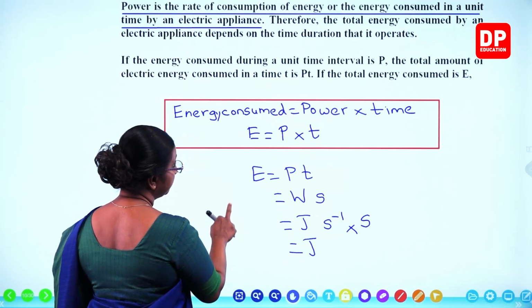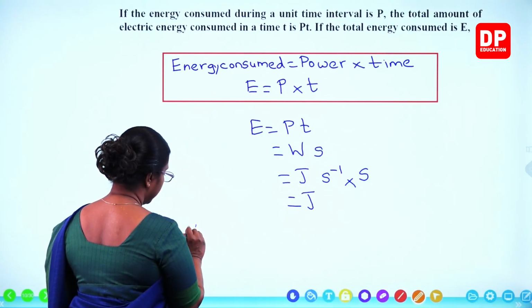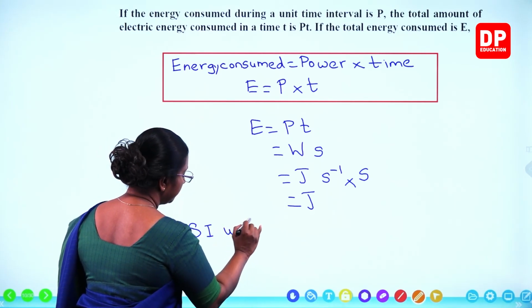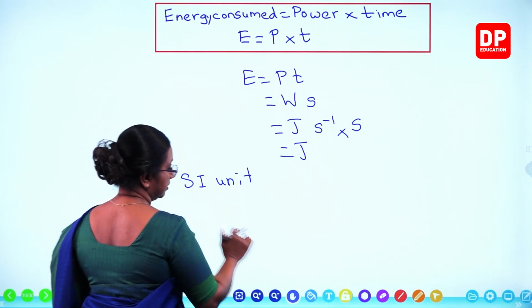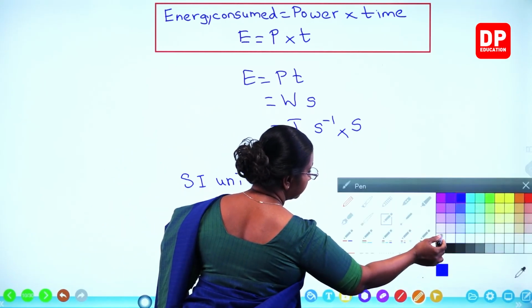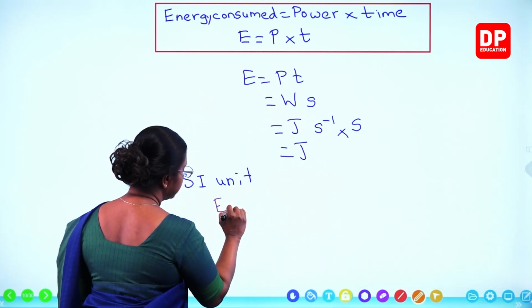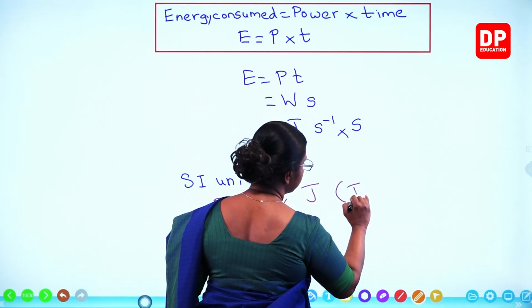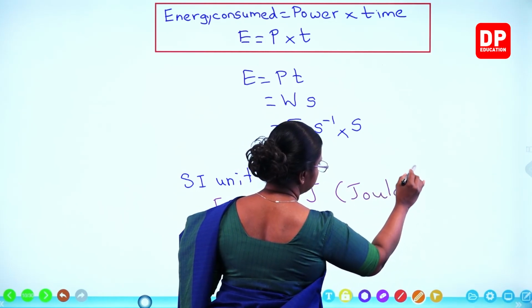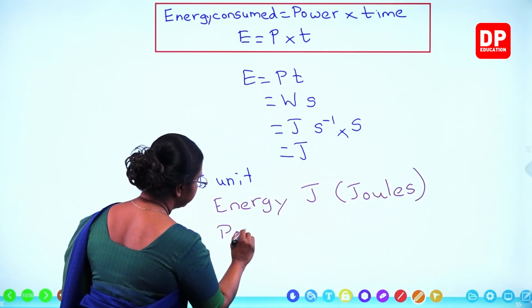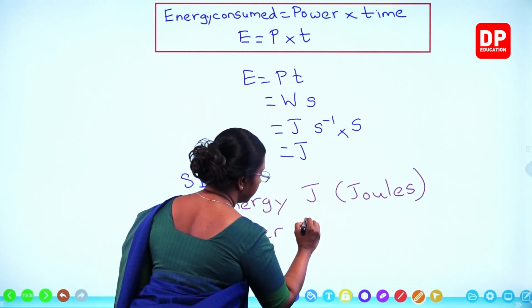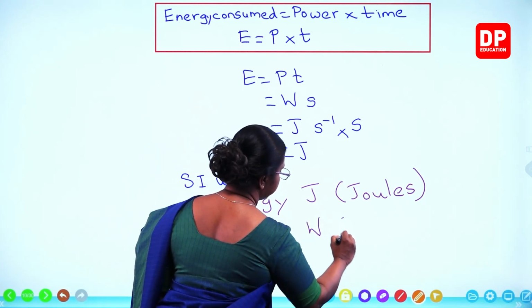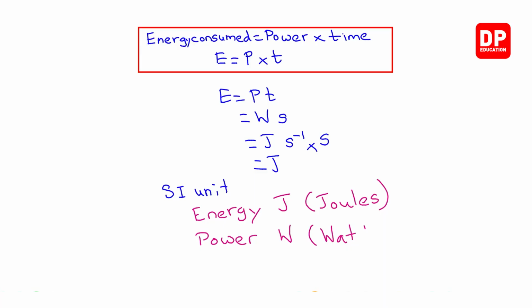So, the SI unit of energy, you have to remember, whether electric energy or whatever energy, is joules. And power is in watts. You all have to remember these.